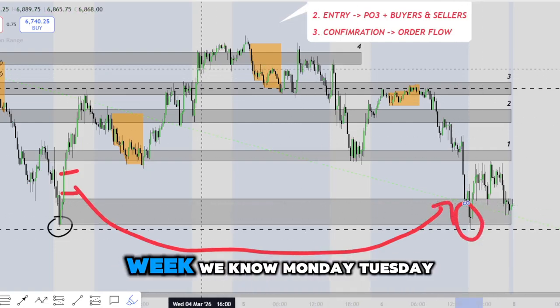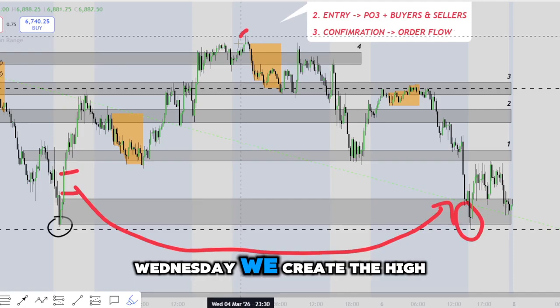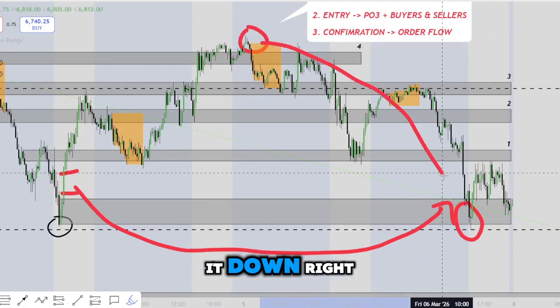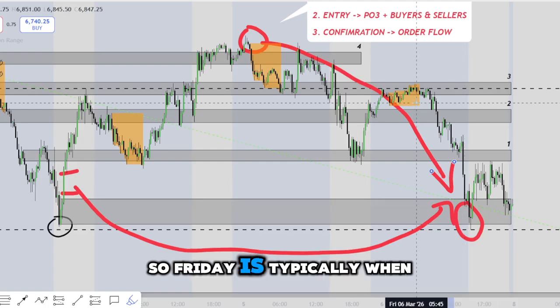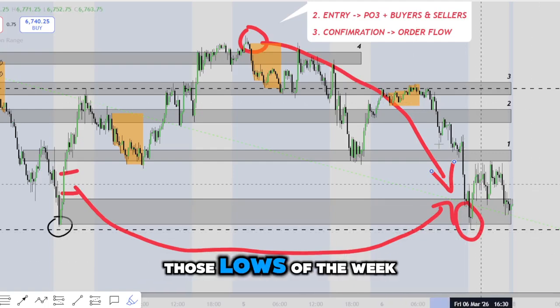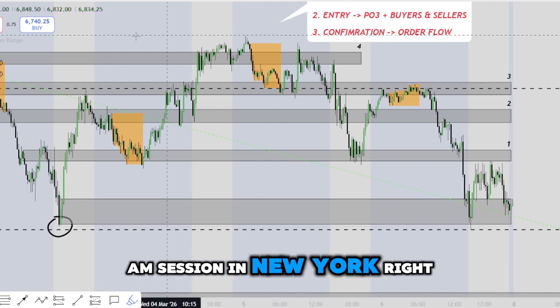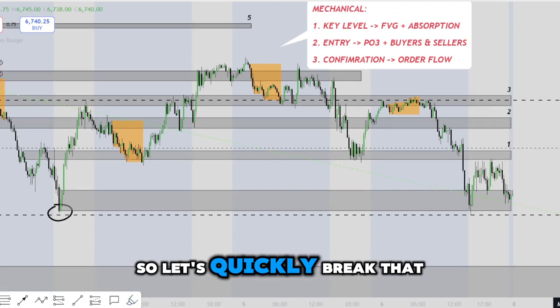So notice how throughout the week, Monday, Tuesday, Wednesday, we create the high of the week, or Tuesday, or Thursday, sorry, and then we melted down, right? So Friday is typically when those lows of the week have already formed, right? So that was the trade I took in the AM session in New York, right? So let's quickly break that down one more time.